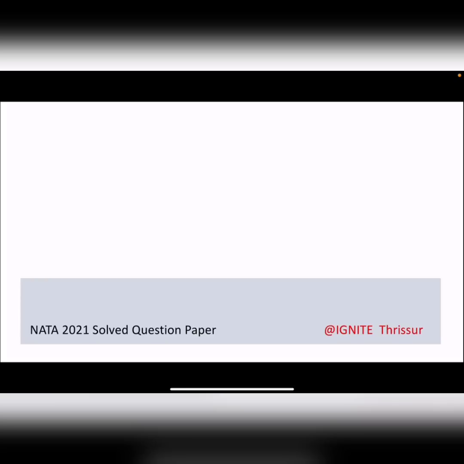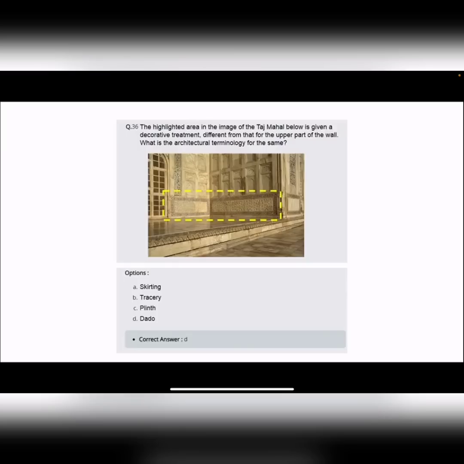7555902266. Hello, welcome. We are going to discuss the NATA 2021 solved question paper. First question. The highlighted area in the image of the Taj Mahal below is given a decorative treatment different from that for the upper part of the wall. What is the architectural terminology for the same?